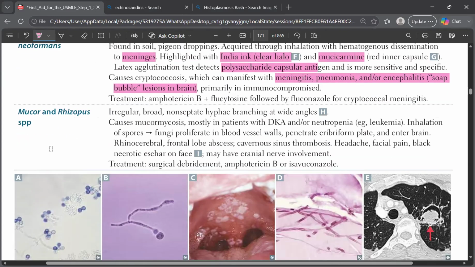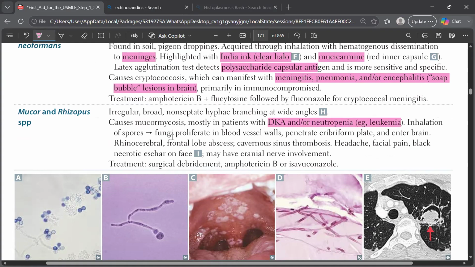Then we have Mucor and Rhizopus species, which have irregular, broad, non-septate hyphae, branching at wide angles, or we say at 90 degrees. It causes mucormycosis, mostly in patients with DKA or neutropenia, for example, leukemia.